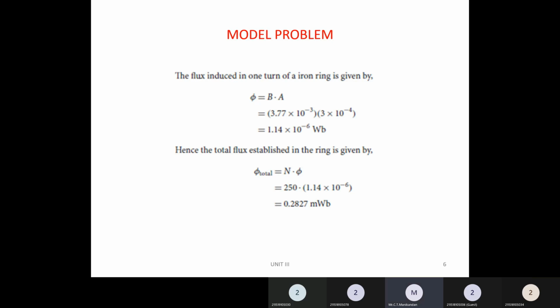Here you have calculated for one turn of wire. So the total flux established in the ring is calculated by the number of turns into the flux there. For one turn, you will be getting 1.14 into 10 power minus 6 Weber. So for the total flux established in the ring, phi total equal to N into phi.